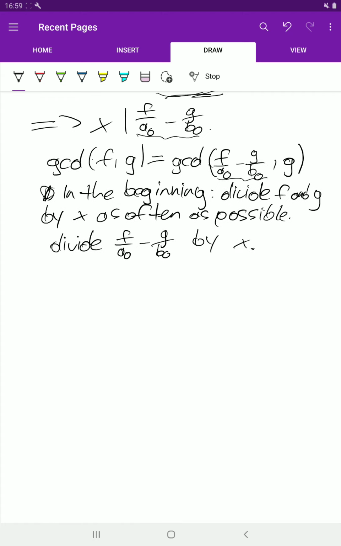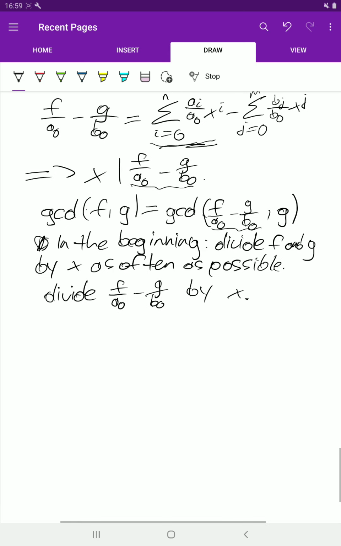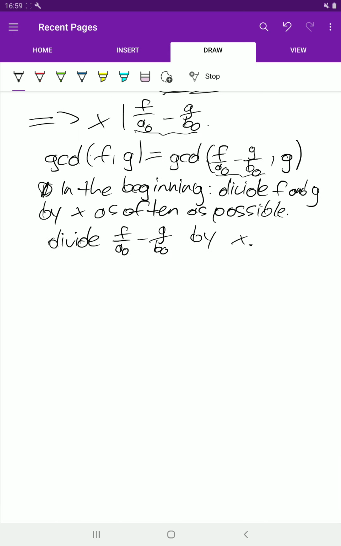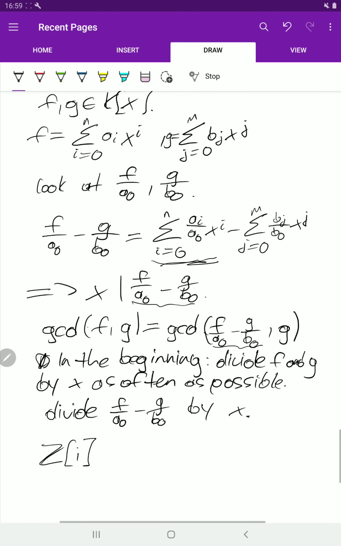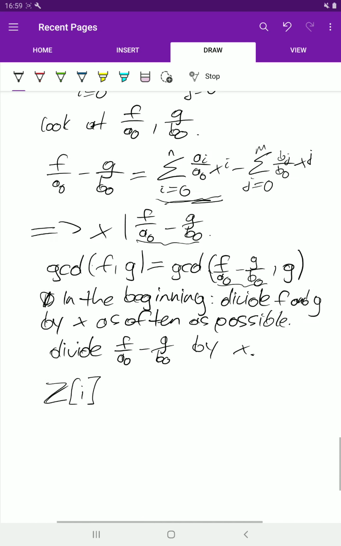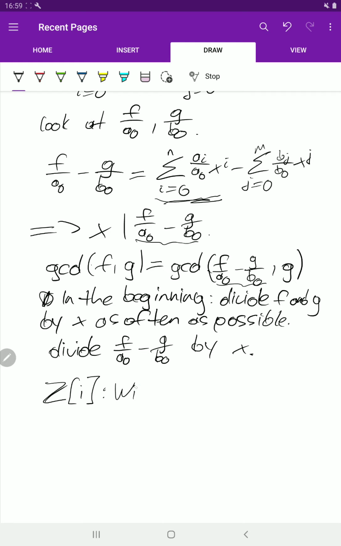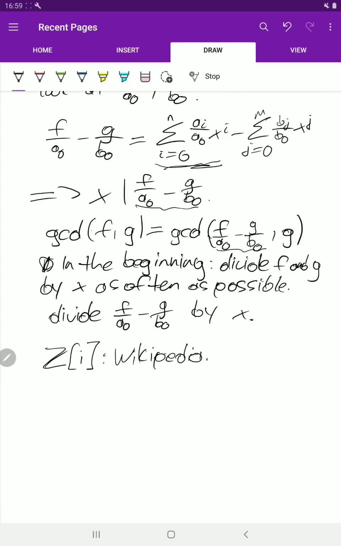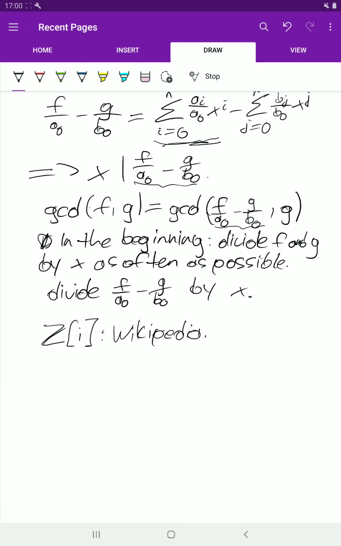Okay, so that's it for polynomials. Then let me mention two more things. So actually there's also an algorithm for the greatest common divisor in the Gaussian integers, which is an analog of the binary GCD algorithm. You can find a reference to the paper on Wikipedia. I don't know what the name of the paper is, but if you look at the references in Wikipedia, you can find it.